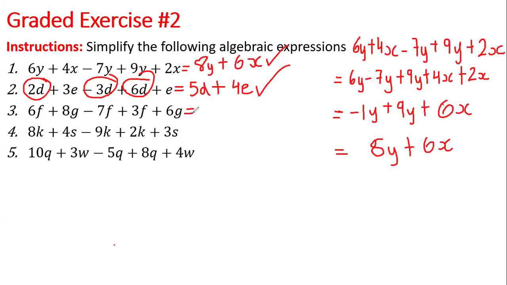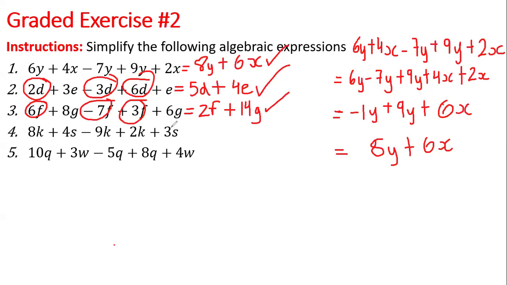Next, we have number three. What do you have for number three? 2F plus 14G. Yes, so let's do the Fs. We have 6 minus 7 plus 3, which gives us 2F. Plus 8 plus 6 is 14. So it's going to be 14G. Did we get that? Yes, sir. Good.